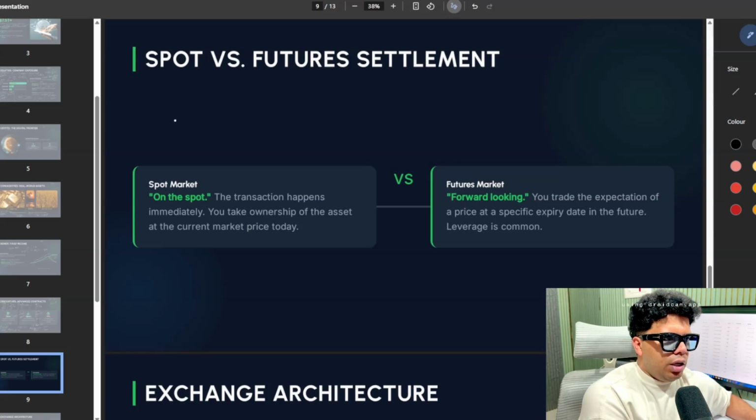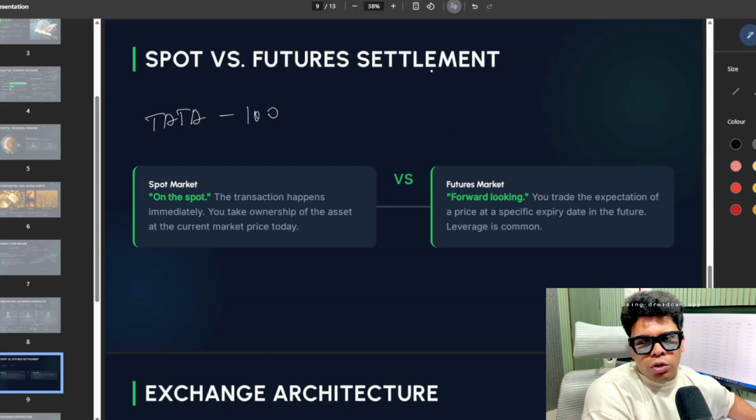For example, if I'm doing spot trading in Tata company and it's running at 100 rupees, we can take it as a future. What are futures? A future is going to expire. People use futures only for the leverage. So with small capital, they can buy huge quantities. That's why many people are attracted to futures trading.